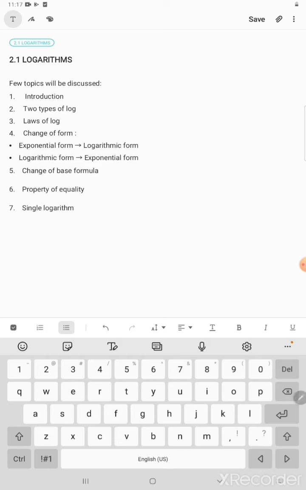Number 4, change of form, meaning that you'll be learning how to change from exponential form to logarithmic form, and the other one, logarithmic form to exponential form. Number 5, change of base formula. Number 6, property of equality. And the last one is number 7, single logarithm. Alright, so we will start with the introduction first.